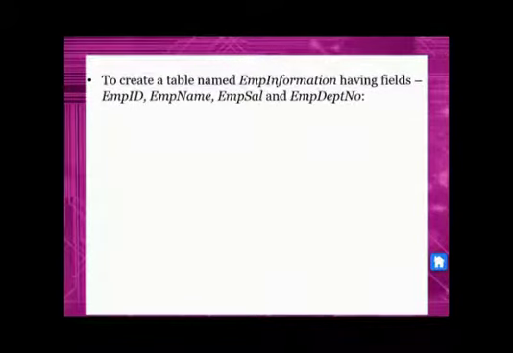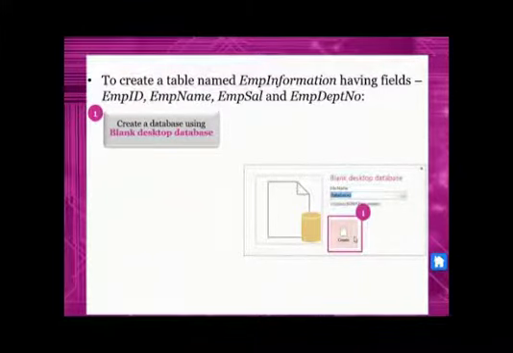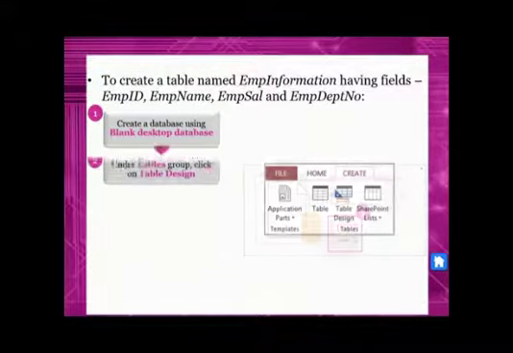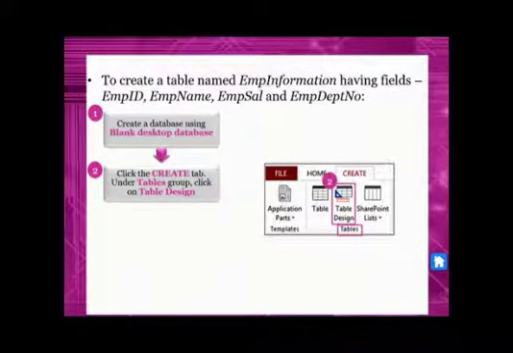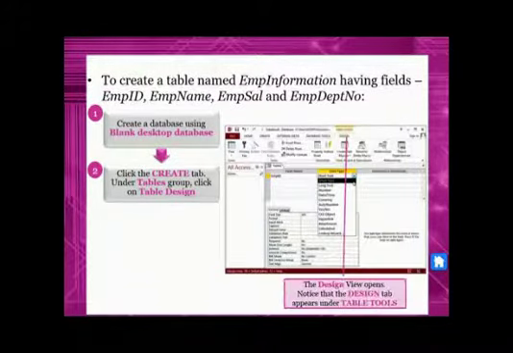Create a table named employee information having fields employee ID, employee name, employee salary and employee department number. First, create a database using blank desktop database. Click the Create tab. Under tables group, click on table design. The design view opens. Notice that the design tab appears under table tools.